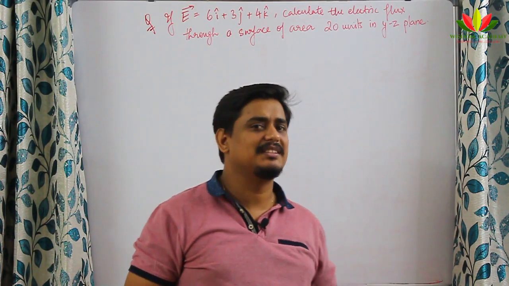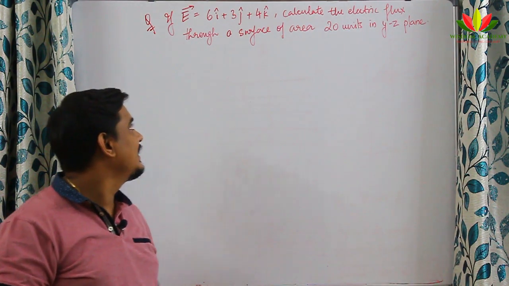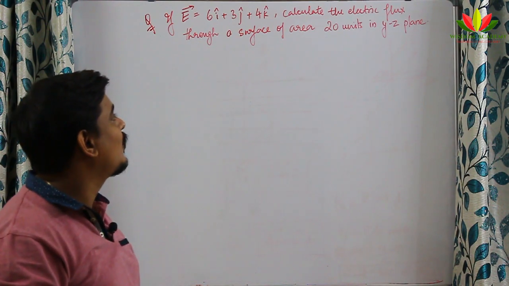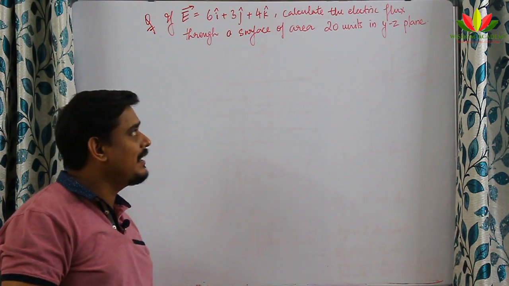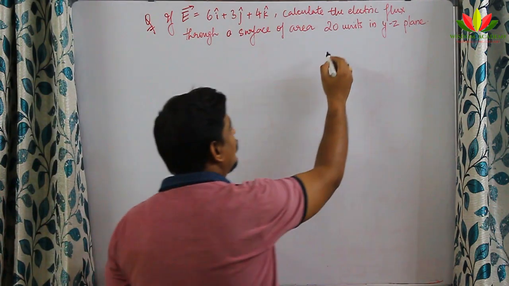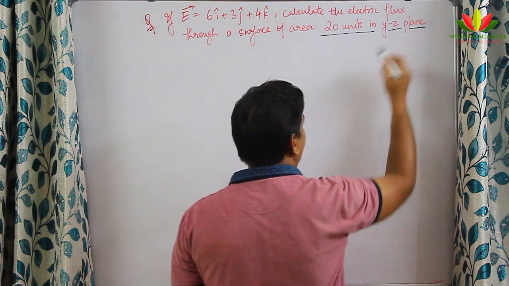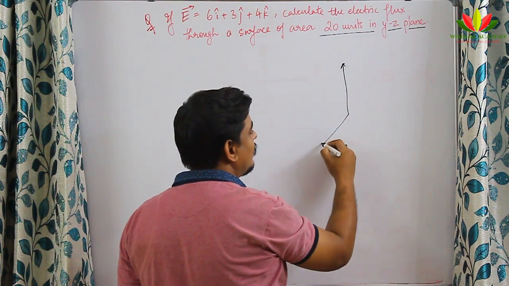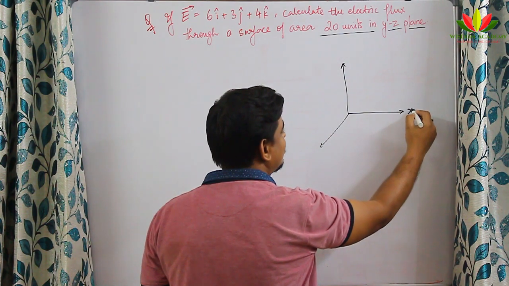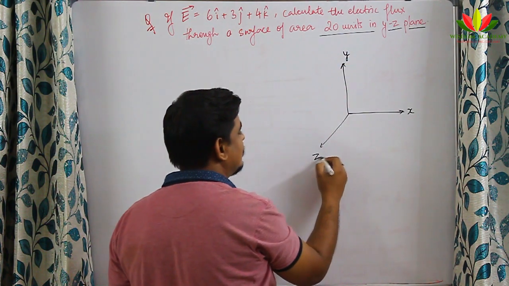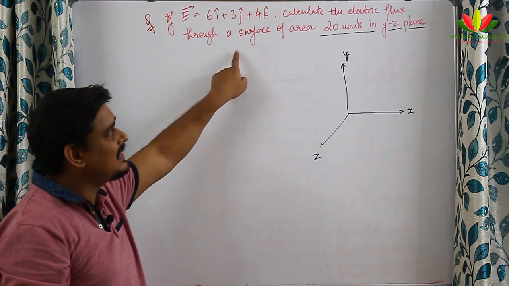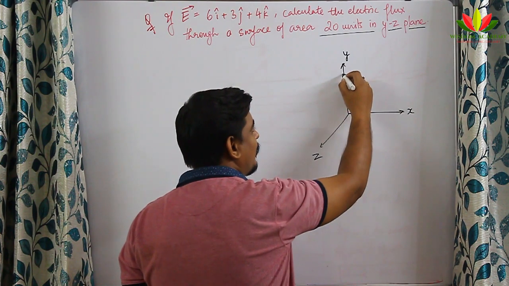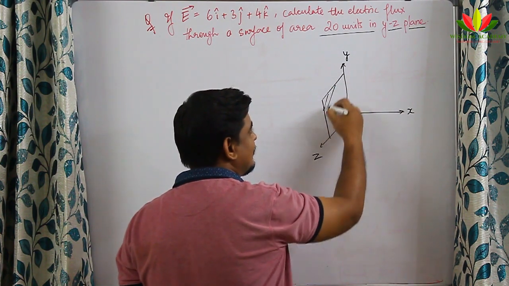Now, let us see one question based upon electric flux. The question is, if the E vector is equal to 6i cap plus 3j cap plus 4k cap, calculate the electric flux through a surface of area 20 units in the YZ plane. To get clarification on this, I will draw a coordinate axis which is x, y and z. They are saying the surface area is in the YZ plane. What is the meaning of YZ plane? This is y, this is z, so the YZ plane will be represented like this.